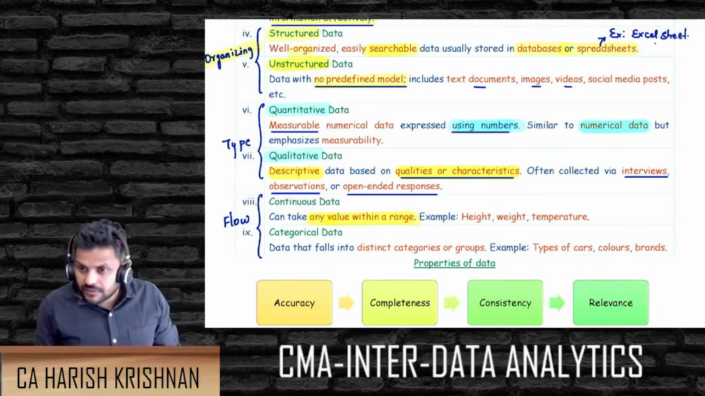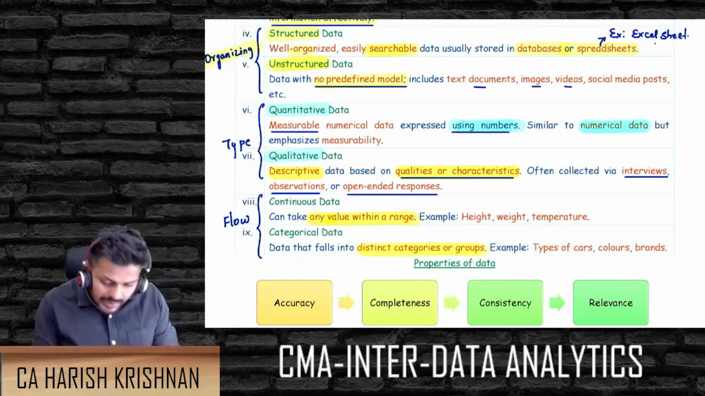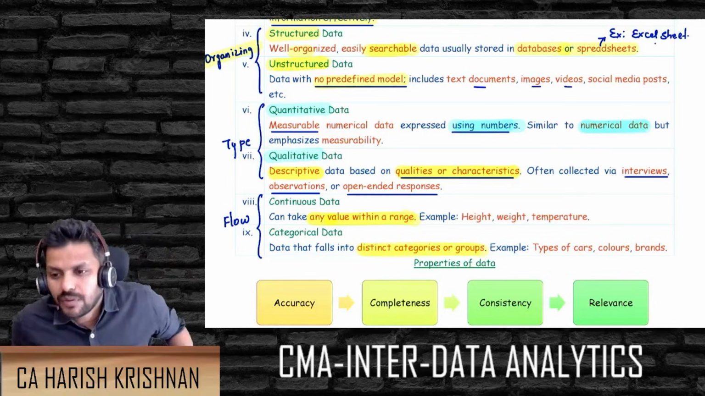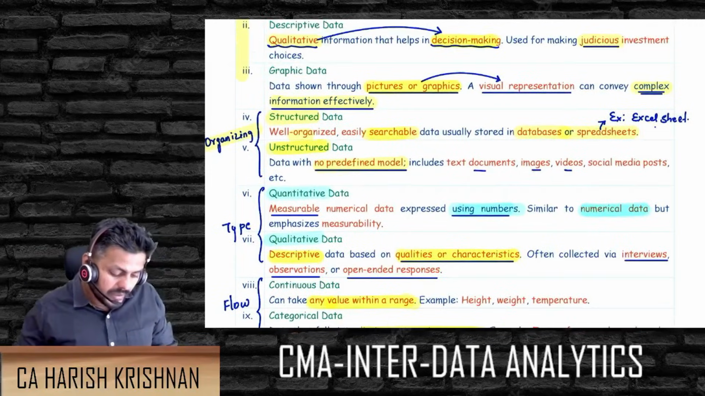Categorically, data is taken into only one group. Distinct categories or groups. Like you can take only a particular thing, like say type of cars, colors. Colors may be many, but only one group. Brands, they can all be grouped in. So based on that, you are going to classify.